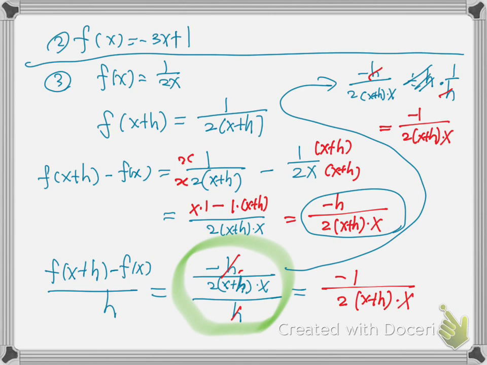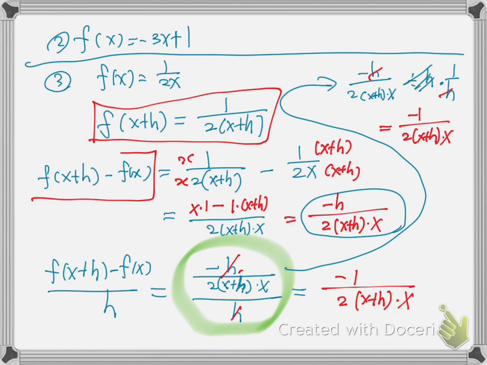So that's our first topic. Basically, you first find out what f of x plus h is, then simplify the difference on top, and then divide by h.